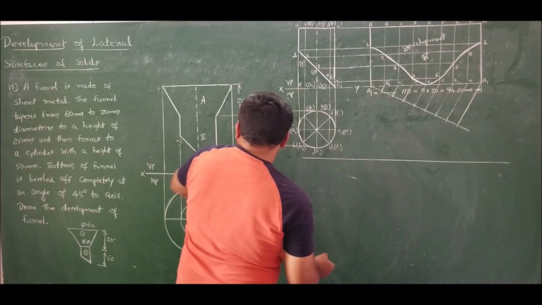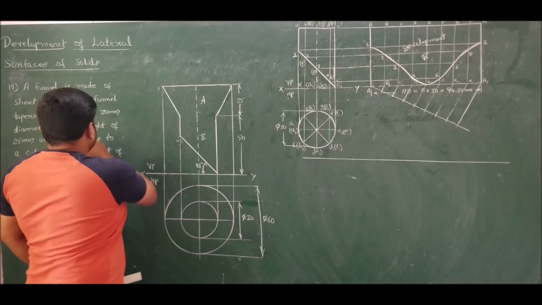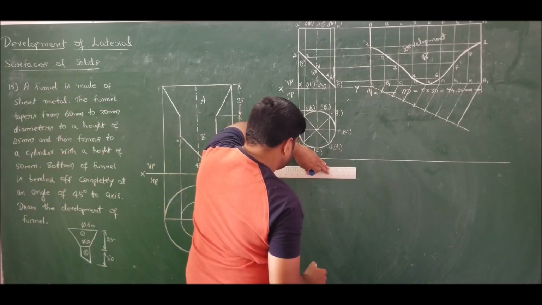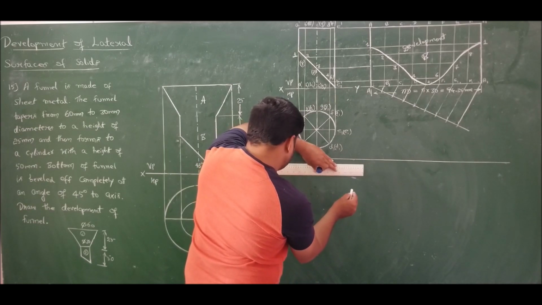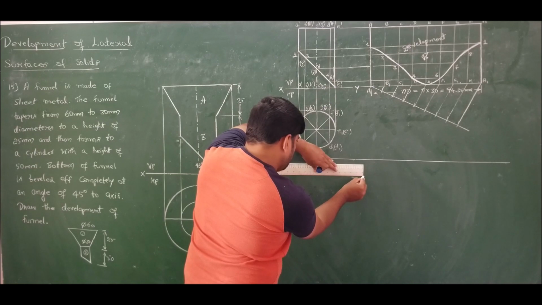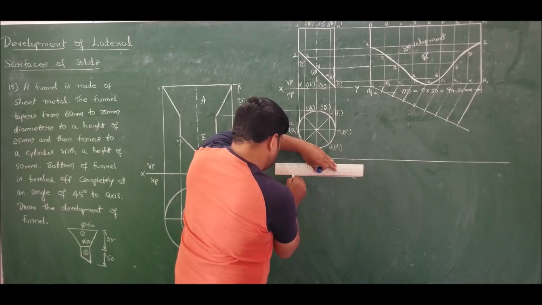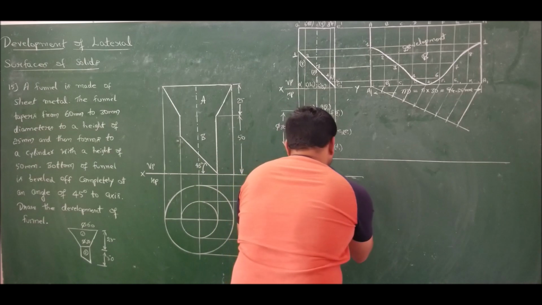Top face. This face is diameter of 60. So draw the diameter of 60. Drawn. Mark the center. Fix the axis.